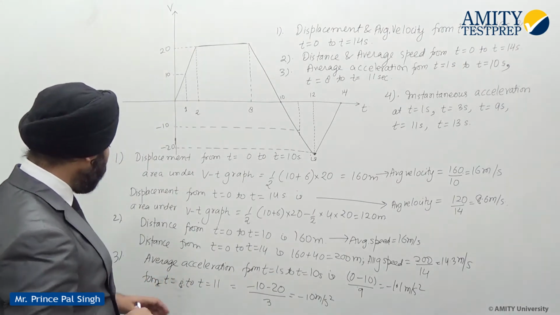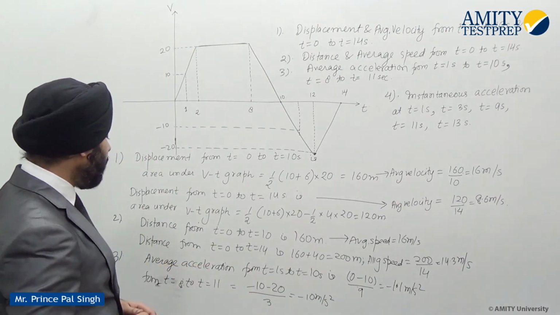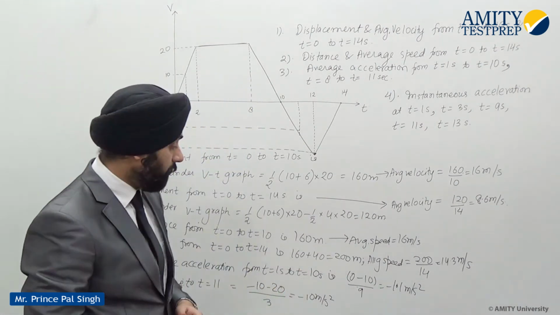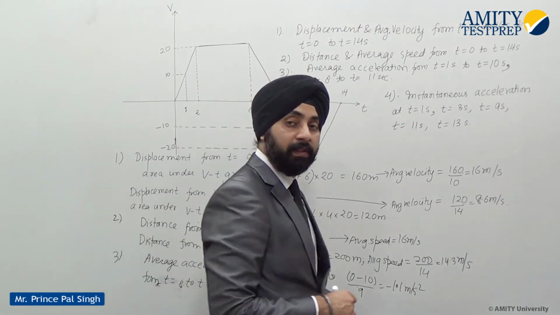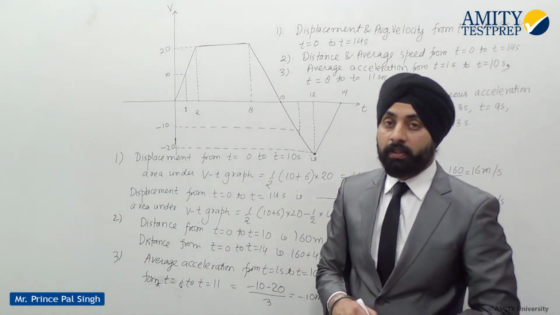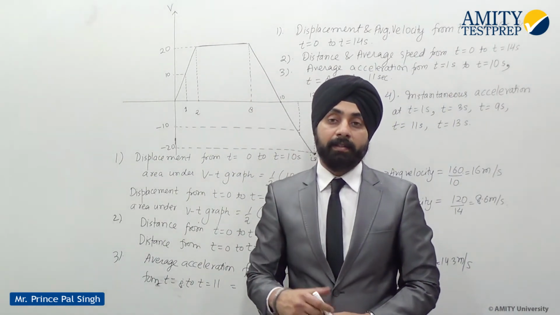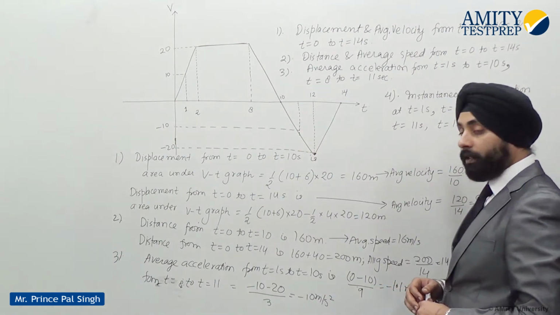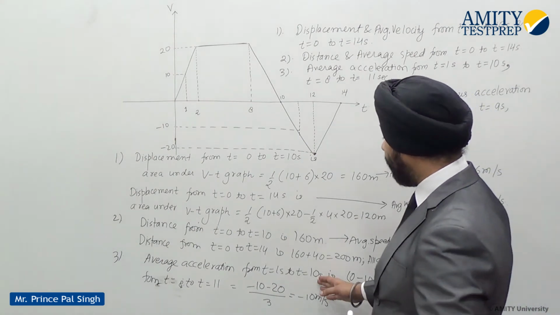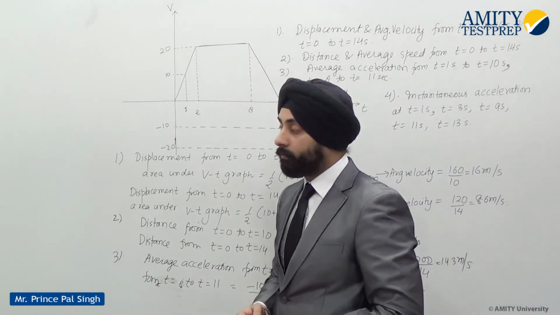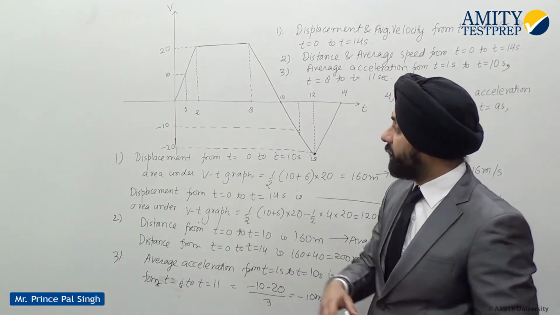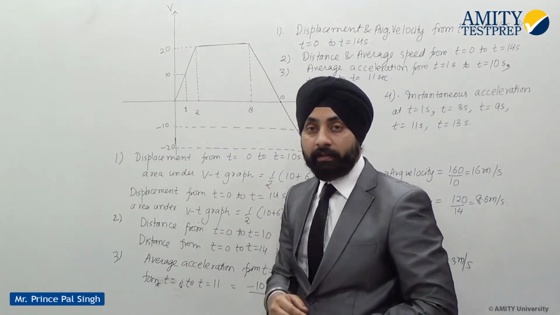Then we have to find out the average acceleration from t equal to 1 to t equal to 10 seconds. We know that the definition of average acceleration is change in velocity divided by the time taken. So let's see the change in velocity: the velocity at 10 minus the velocity at 1. From the graph it is clear the velocity at 10 is 0 and the velocity at 1 is 10.